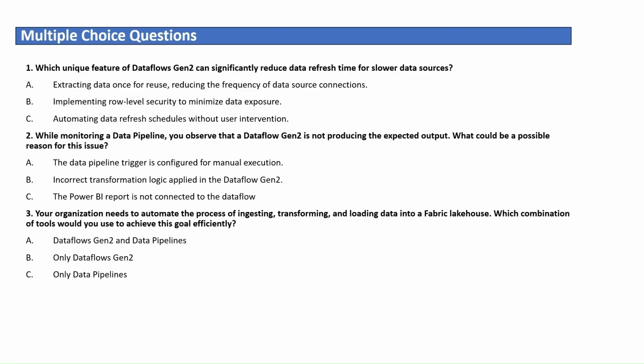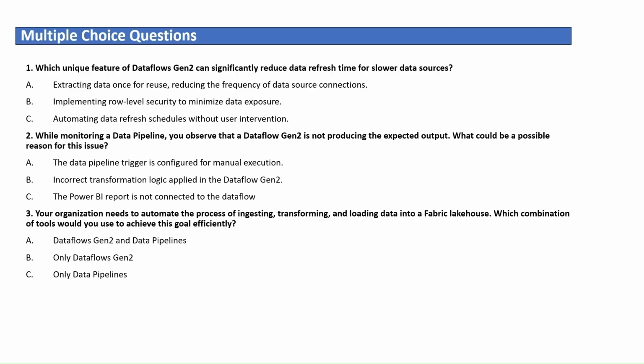Coming to option B, incorrect transformation logic which is applied in Dataflow Gen 2, or possibly the data pipeline trigger is configured for manual execution. One of these we have to choose. Now again, let's think that the data pipeline is not configured for manual execution. It's for automation and orchestration, right? So option B should be the right answer, where incorrect transformation logic is applied in Dataflow Gen 2.